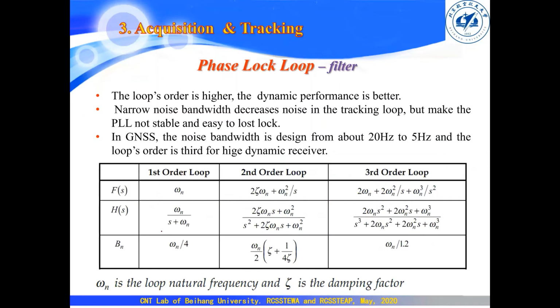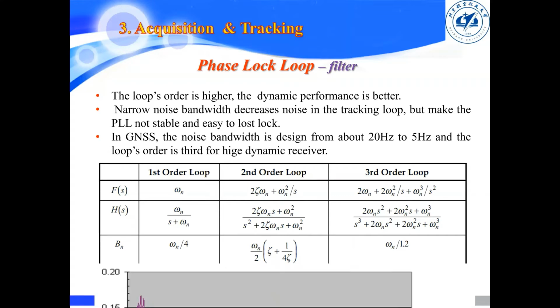Okay, so the filter can be designed in different formats. For example, a first order filter, second order filter, and third order filter. They are used to keep up with different types of dynamic objects. For a user that is quite stable, you can use first order, with a little motion, for example a car, a bike, or maybe people walking, you can use second order. But for an object that has very high dynamics, you can use third order loops.